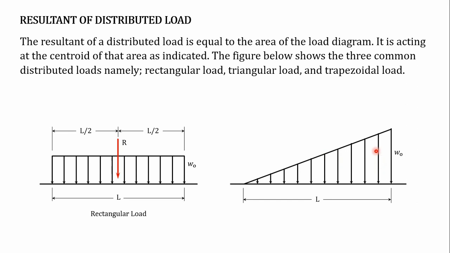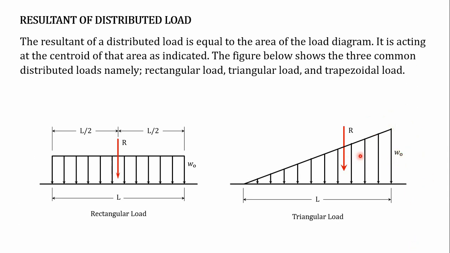So, when we get the resultant force, class, the resultant force is equal to the area of this triangular loading. Which is simply R equals 1/2 times base times height. That is the formula for the area of a triangle. So, times WO times length, because this is the height, class. This is its height, WO. Okay, do you get it?